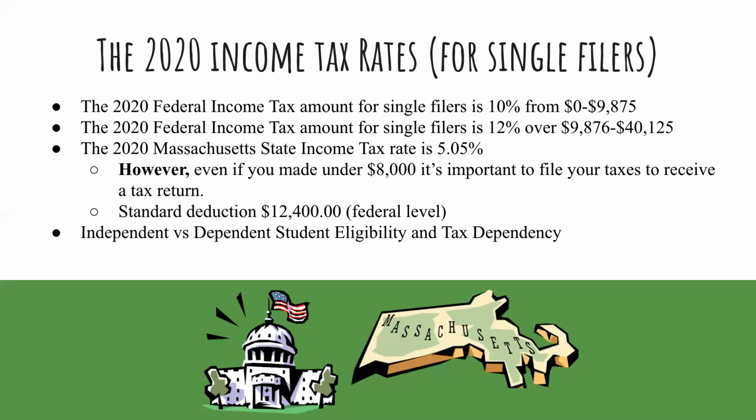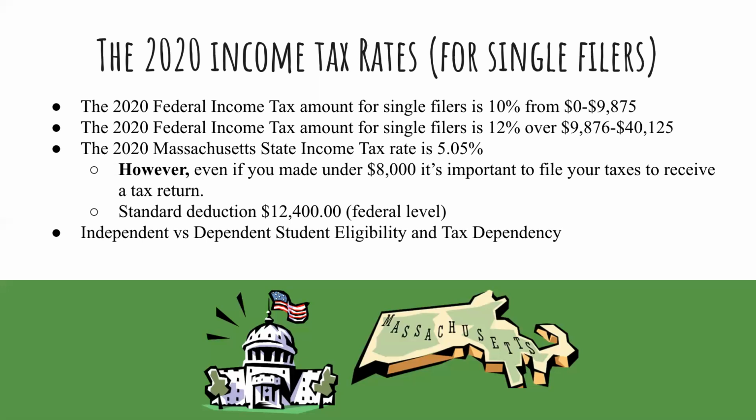And that brings us to our next point, which is the standard deduction. The standard deduction at the federal level is $12,400. What this means is that your first $12,400 worth of income is not taxed. It's called the standard deduction.